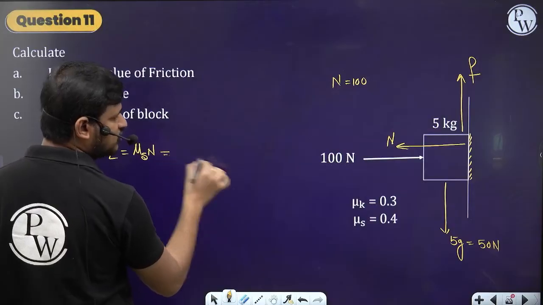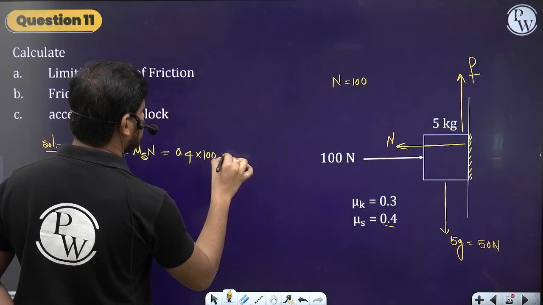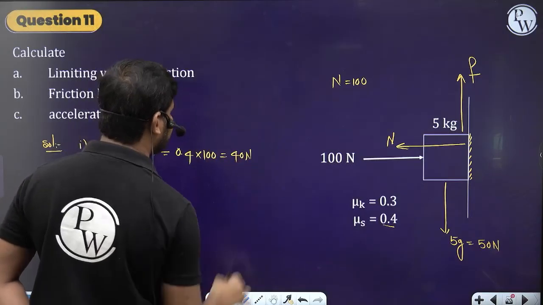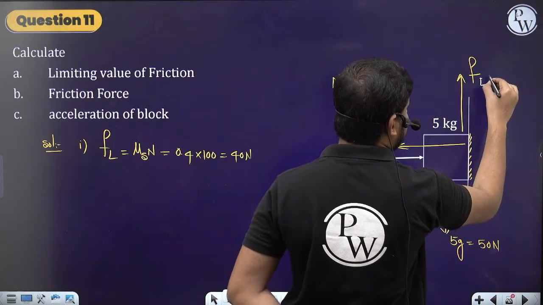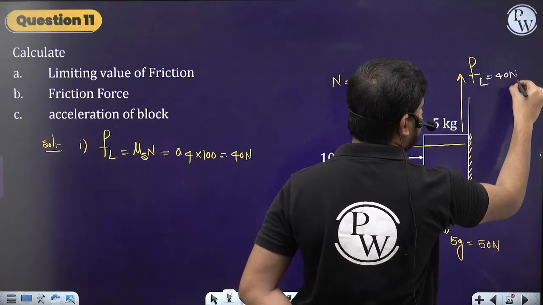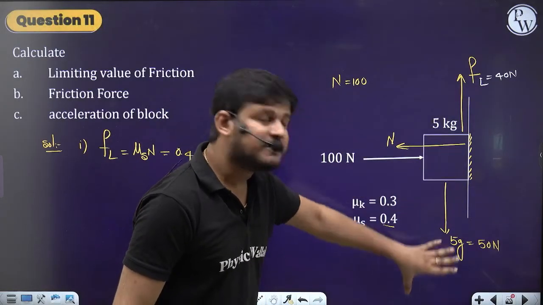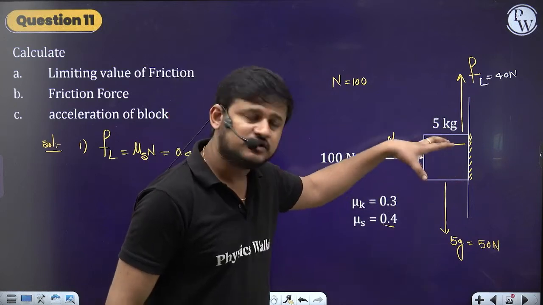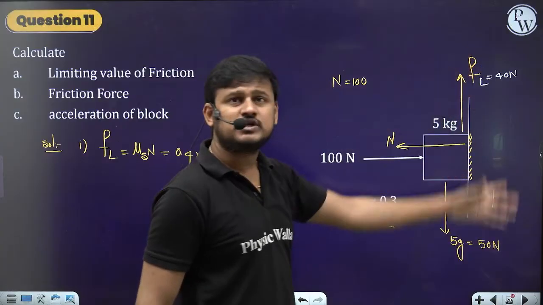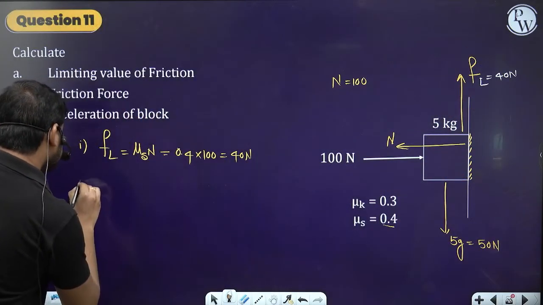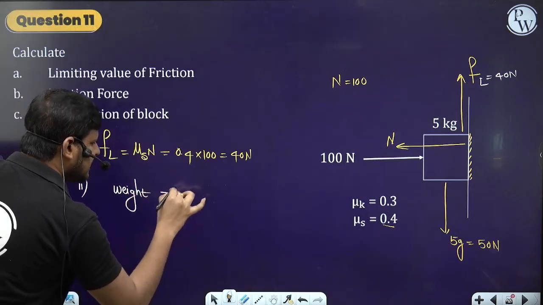So mu s is what? 0.4 into, so N is 100. So that's it. This is 40 newtons as the F limiting. So this 40 newtons force is acting on which side? This F limiting 40 newtons is acting upside. Now see the diagram. The applied force here is its weight. Yes or no? Due to its weight, it should come down. 50 newtons is acting downside. So 40 newtons is upside. So that's why in the second question, in this kind of questions, its weight is greater than the F limiting.